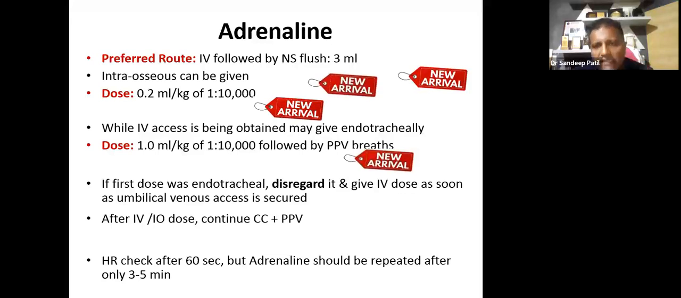But if it is getting delayed for putting in the umbilical line, and you need some more time, during that time you can use the endotracheal instillation of adrenaline. But the dose is 1 ml per kilo of 1:10,000. For a 3 kilo child, you have to instill 3 ml of adrenaline through the endotracheal route and continue CPR of this child. And you should not count this dose till you are able to put the central line, and then you should consider repeating the doses every 3 to 5 minutes. Clear?